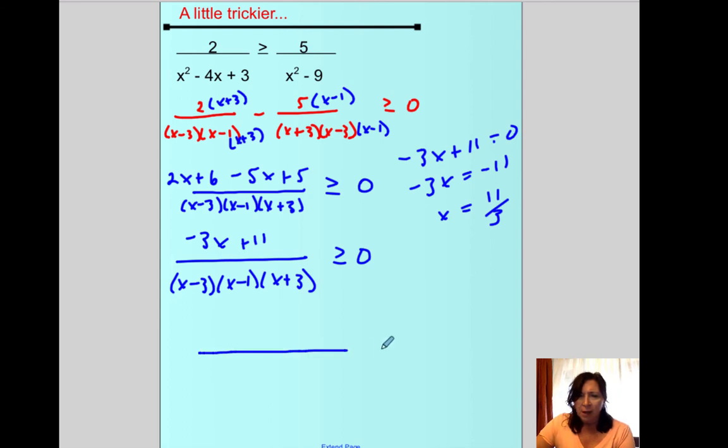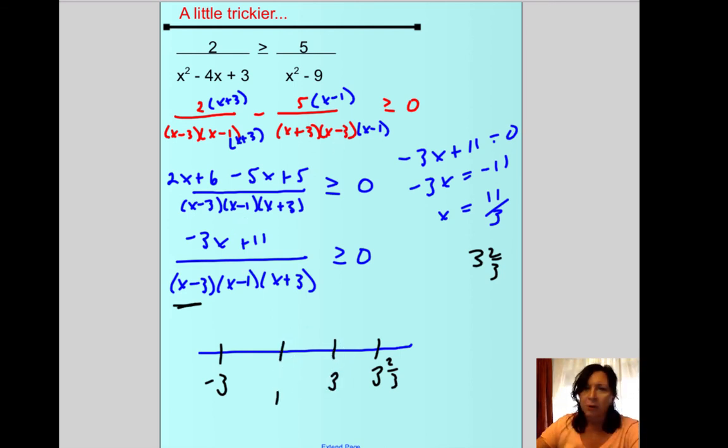So making the line, for my zeros, I've got an 11 thirds. 11 thirds is what? 3 and 9, 10, 11, 2 thirds. So we have a 3 and 2 thirds. We have this value, which is a negative 3. We have this value, which is a positive 3. And we have this value, which is a 1. So I'm going to pick a number in between, and I'm going to choose 0 again. I like choosing 0, unless I can't. And then we're going to plug that in.